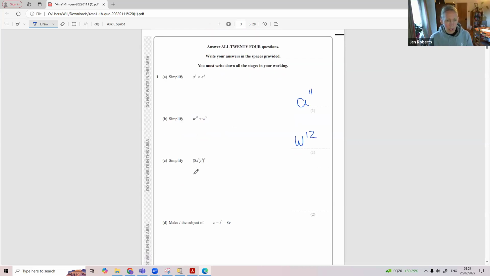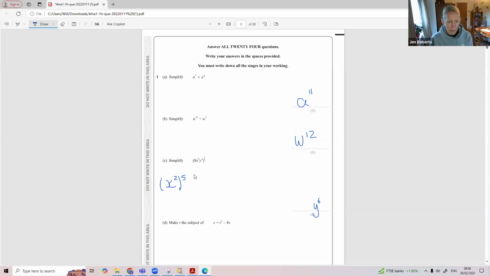So we've got 8x to the power 5 y cubed, all to the power 2. Sometimes people need a little reminder of this. If we had something like this, what's the rule? What's x squared to the power 5? You multiply the powers. So when you've got a letter, we multiply the powers. So y cubed squared, 3 times 2 is 6.